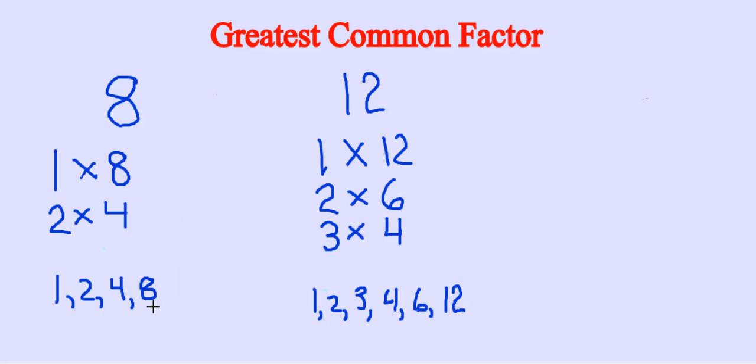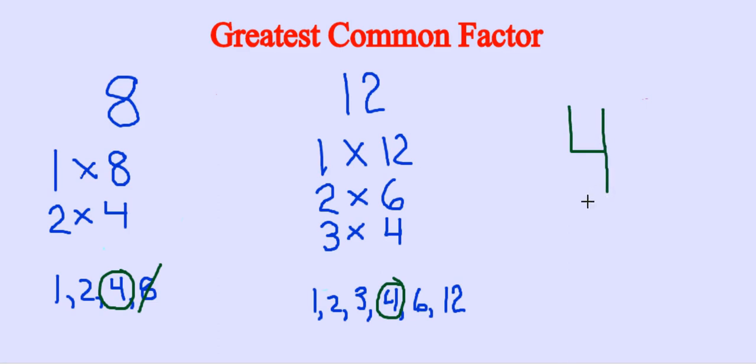And I'm going to say, is there an 8 on this list? No, no 8. So 8 can't be the greatest common factor. Now I'm going to look at the 4. Here's a 4. Here's a 4. The 4 is on both lists, so the 8 and the 12 have that 4 in common. And that's the biggest number that they both have in common. So when you're looking for the greatest common factor of 8 and 12, the answer is 4.